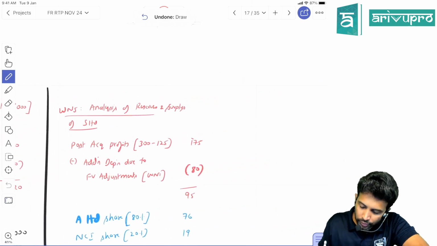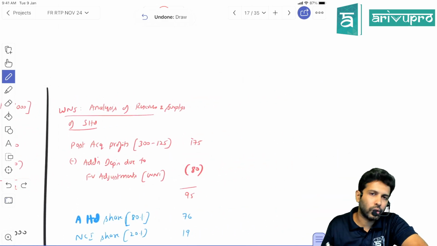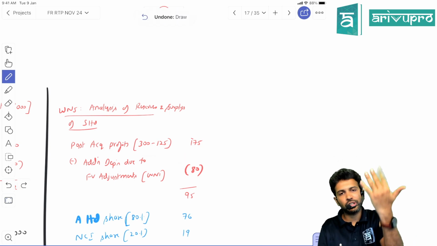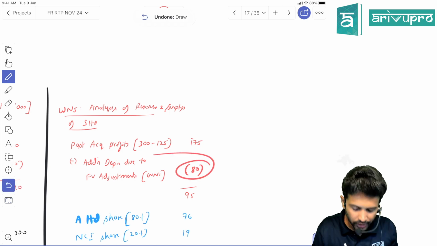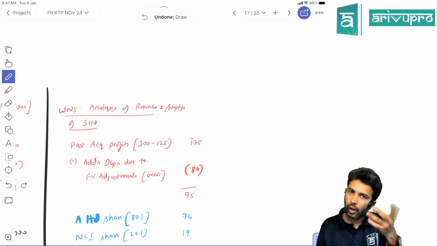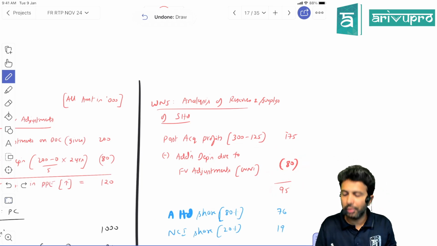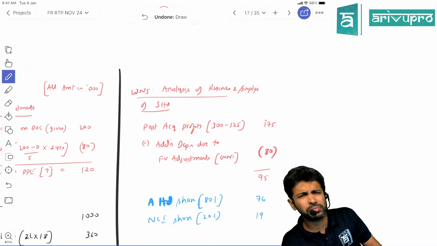Okay. Now we have to charge this. Subsidiary company has not accounted this because this is a consolidation adjustment. So when you account this adjustment, your post-acquisition profit will reduce by how much? 80. Okay, now 175 will reduce by 80 and post-acquisition profit will become 95. Regular adjustment, all these are, yes.